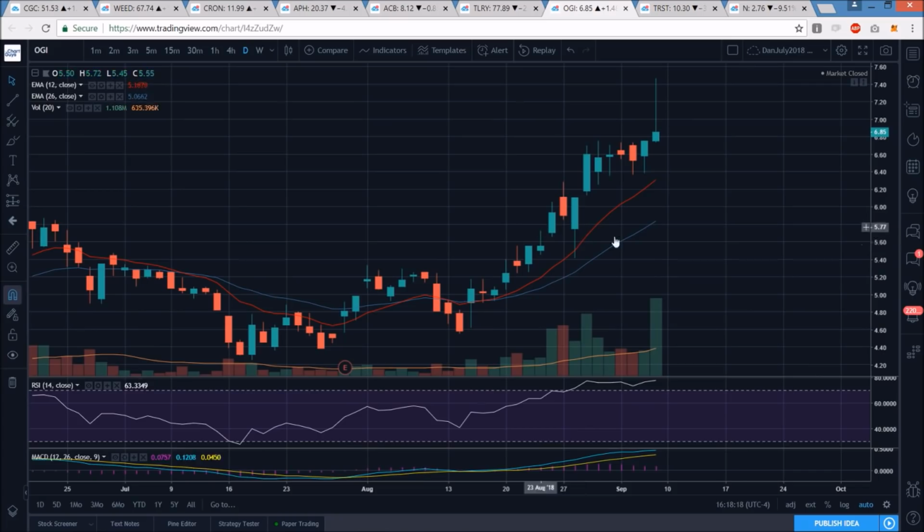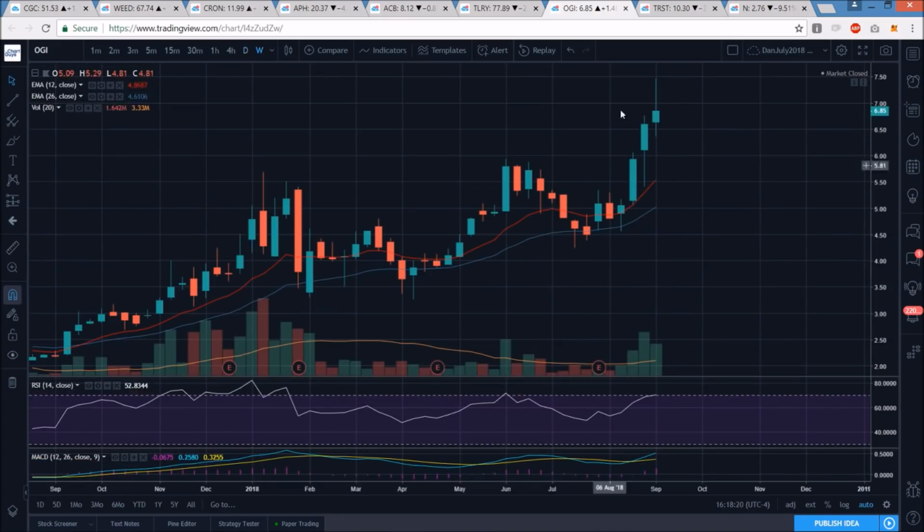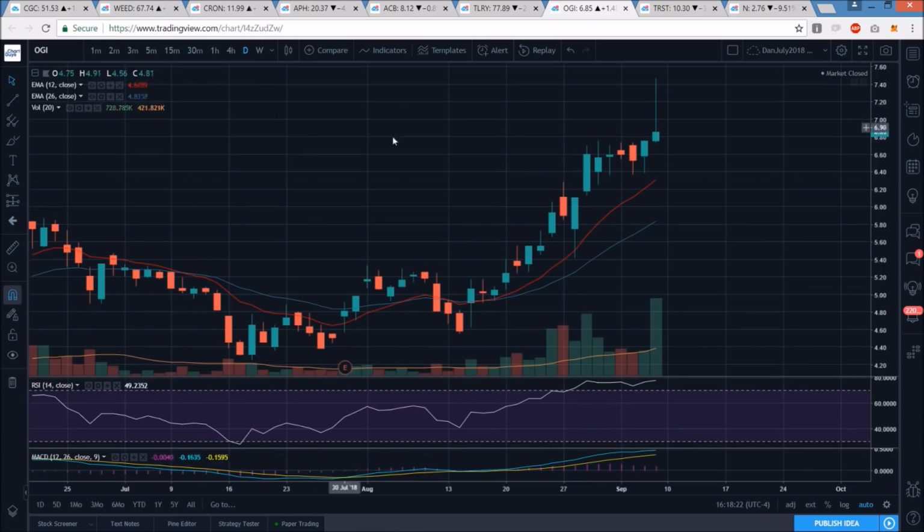OGI on the daily time frame, big upper wick. Let's look at the weekly. So upper wick there as well. Solid day Friday, but obviously a lot of profit taking heading into the weekend. And this looks like a volume climax. So it looks like our temporary top is in for now.